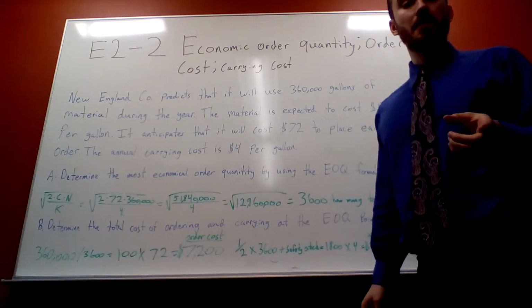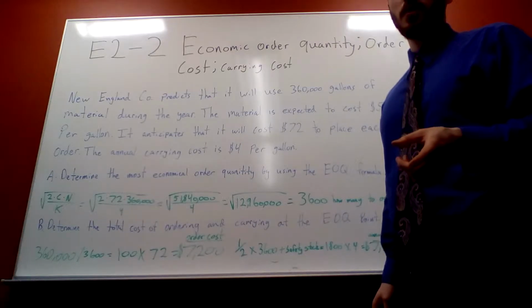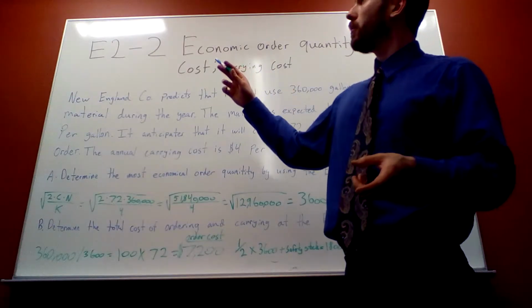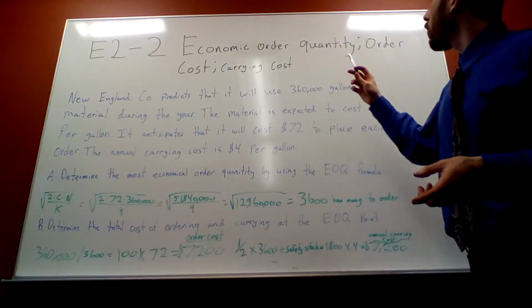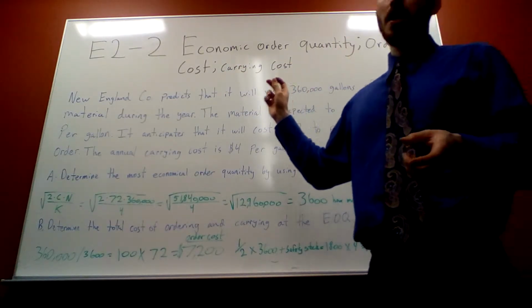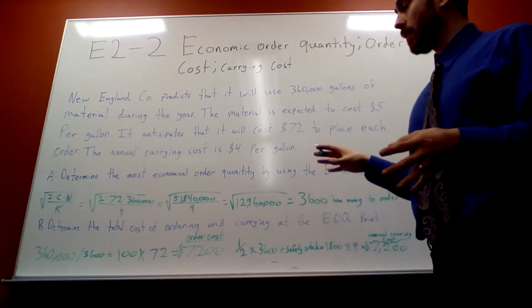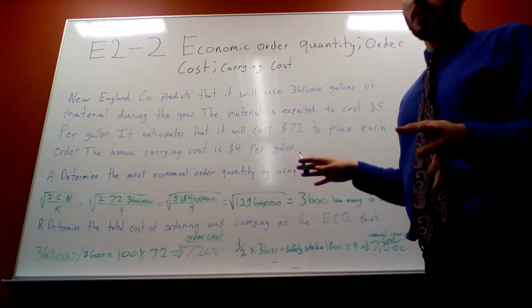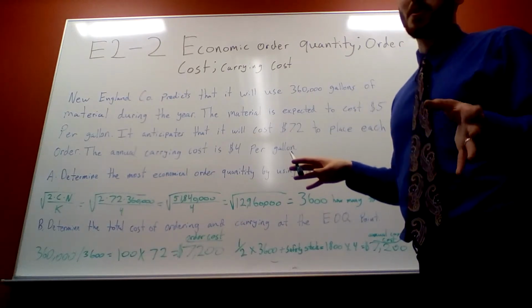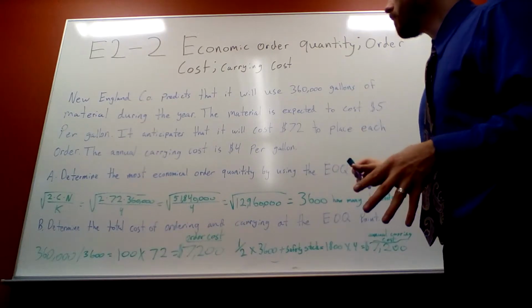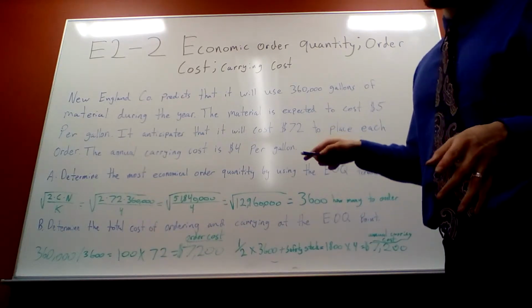So this is cost accounting chapter 2. I'm doing an example. So it's example 2-2, economic order quantity, order cost, carrying cost. And I chose this one just because it's the only time in the book that you're going to use a square root. So don't freak out. We'll just go through this one.